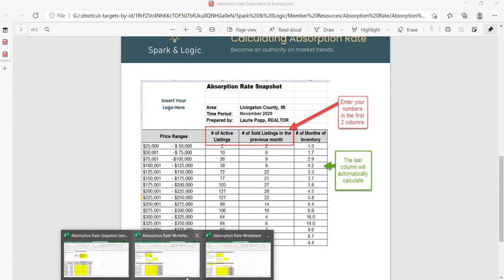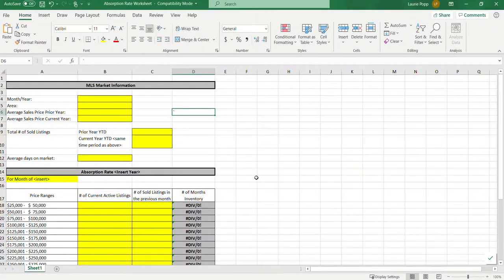Now I'm going to be pulling up a spreadsheet that is called the Absorption Rate Worksheet. This particular version of the worksheet includes a little bit more information than the snapshot version does, but I'll show you both today. So first off, one of the things that's always important to do is to identify the time period, the area, and some more information that you can get from your MLS right up at the top.